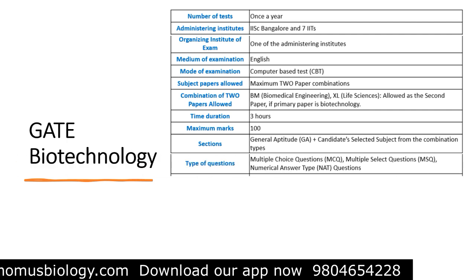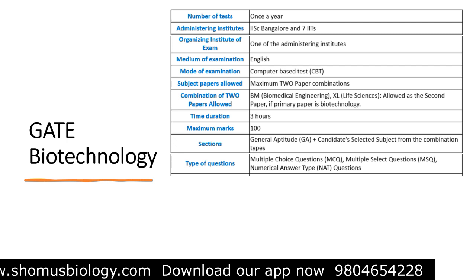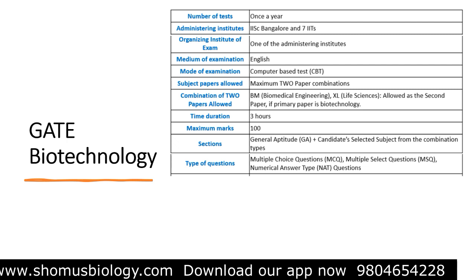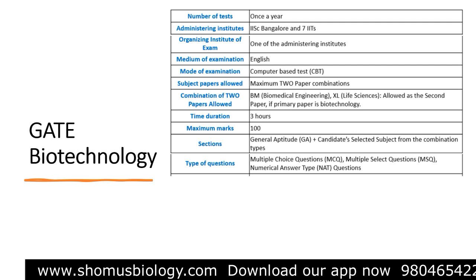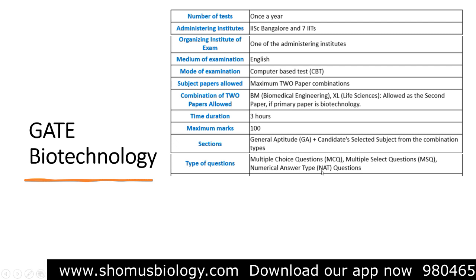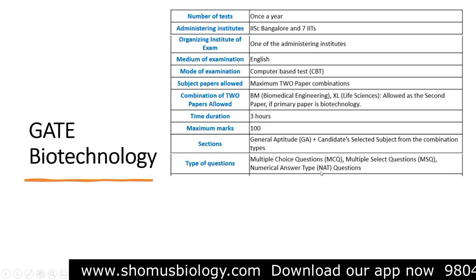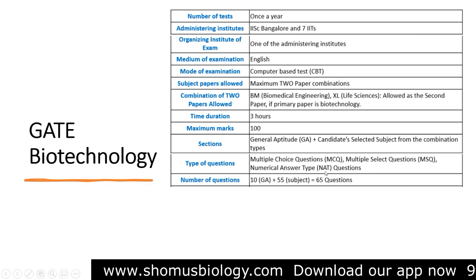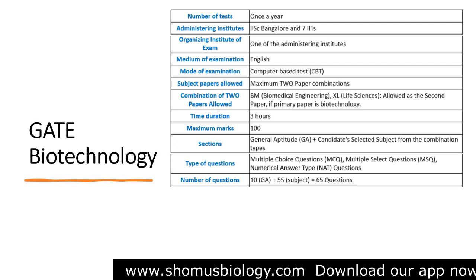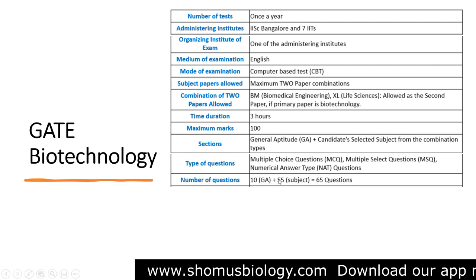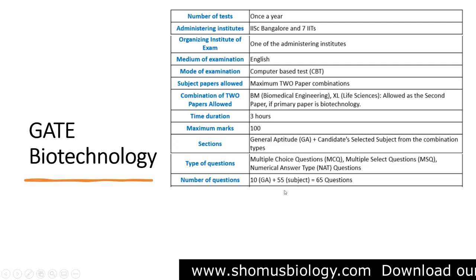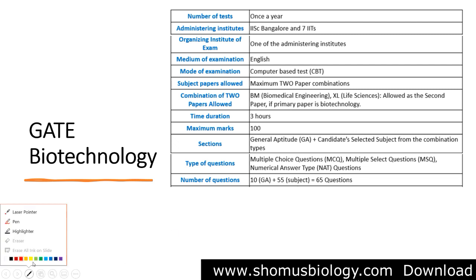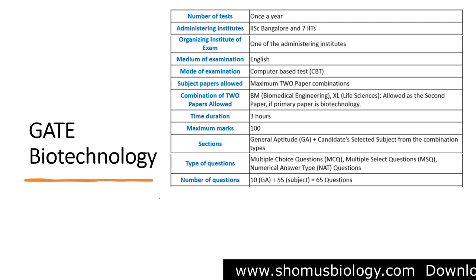Type of questions, there are 3 types of question. Multiple choice question, that is MCQ type, you all know that. Multiple select question, MSQ type, and numerical answer type, NAT type. These are the 3 types, okay? MCQ, MSQ, NAT. Then comes the number of questions. 10 questions for the general aptitude part, 55 questions for the subject part, and that gives a total of 65 questions. A total of 65 questions.